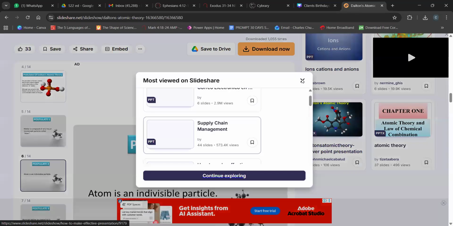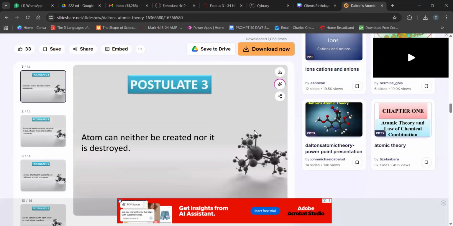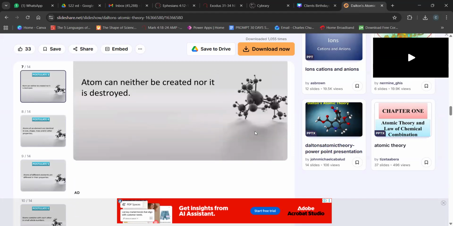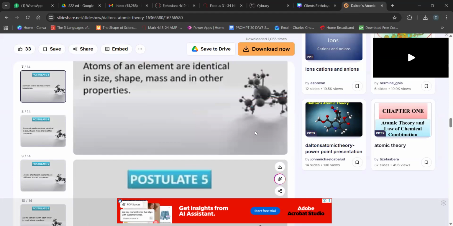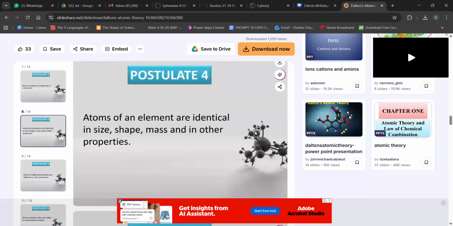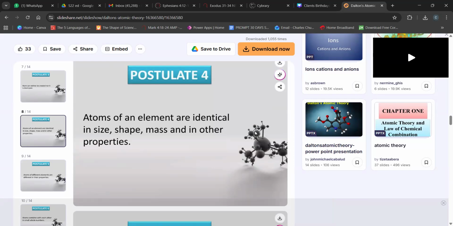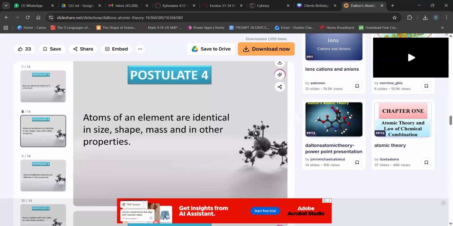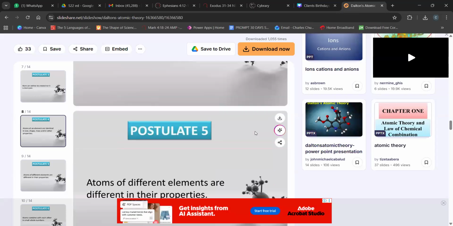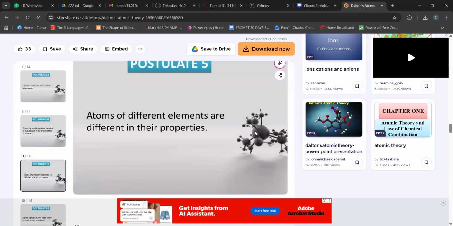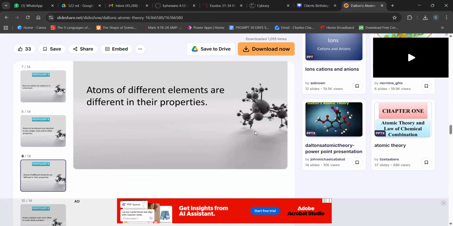The third one says that atoms can neither be created nor destroyed. Okay, they come that way. And then the fourth one is that atoms of an element are identical in shape, in size, in mass, and in other properties, which we'll see later, both chemical and physical properties. And then atoms of different elements are different in their properties.